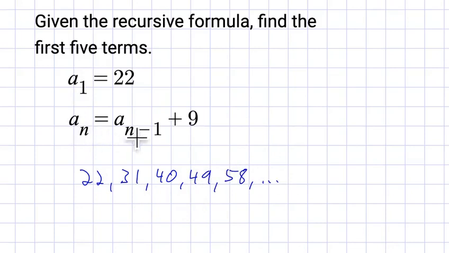Now don't let the notation intimidate you. The subscripts just tell us what term number we're talking about. So a sub 1, that's just the first term. So notice we started with 22. A sub n, that's just whatever term in the sequence we're interested in getting. And a sub n minus 1, that's the term right before the one that we want. So this just says to get the term we want, we look at the term before the one we want and add 9.